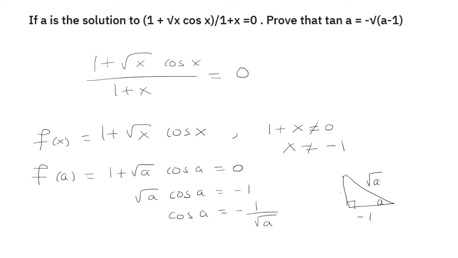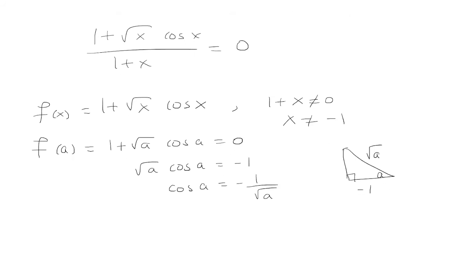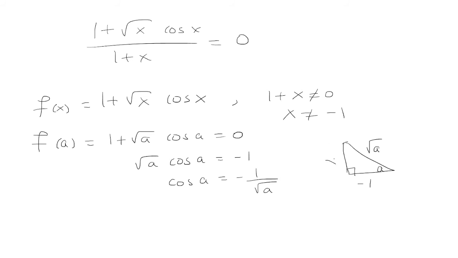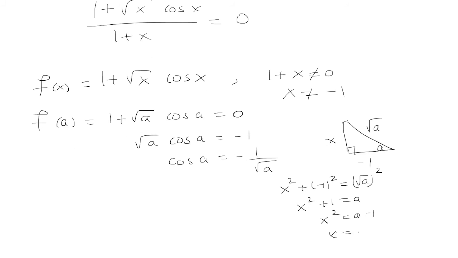And we have to use the Pythagorean theorem to figure out what this side is. So we'll call this side x. We have x squared plus (negative 1) squared equals (√a) squared, which is x squared plus 1 is equal to a. And so x squared is a minus 1, which means x has to be √(a - 1).